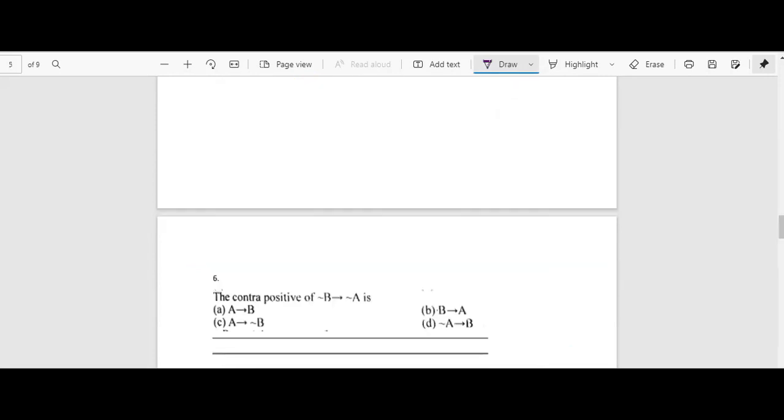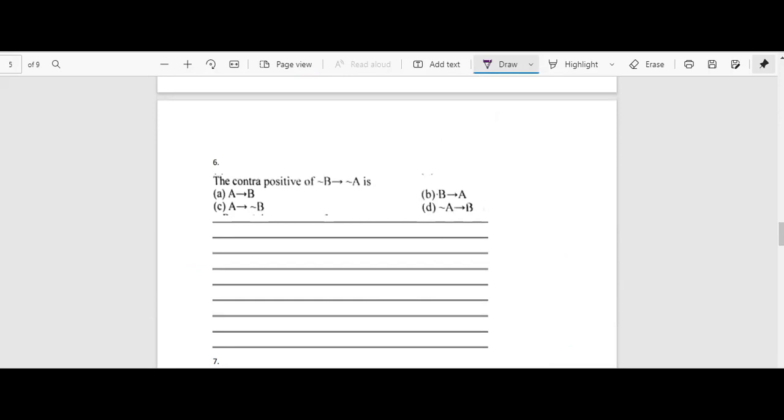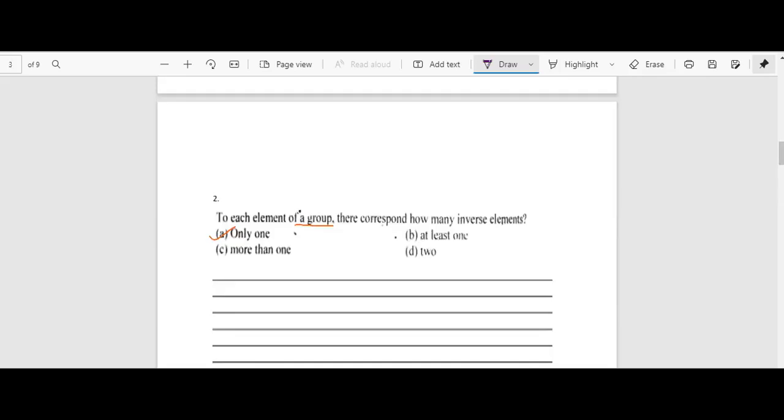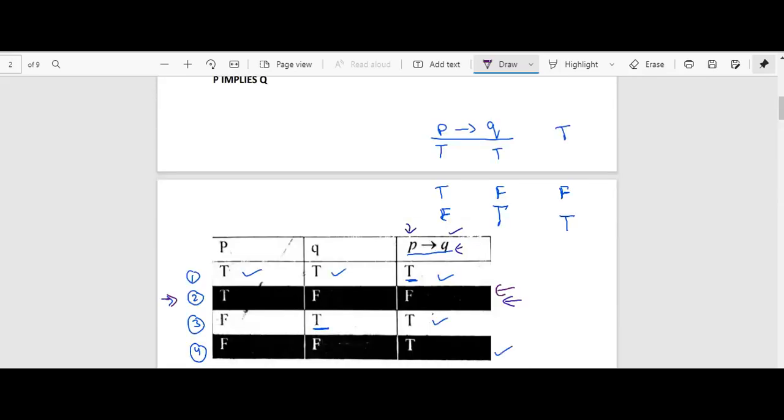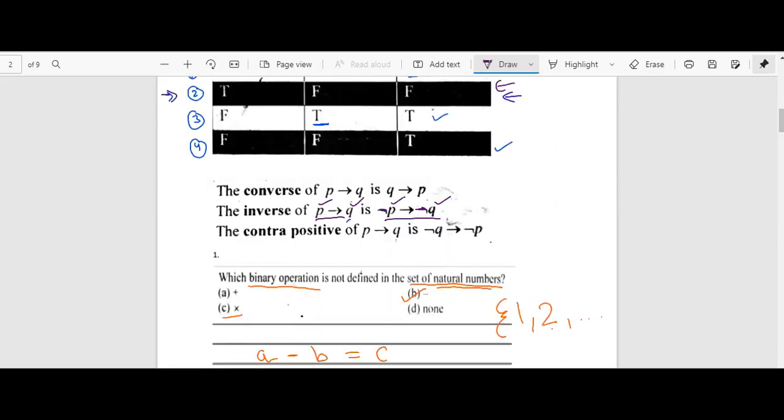Okay, now let's talk about the sixth question. All right, again, the contrapositive of minus B implies minus A is. All right, contrapositive, right? We need to look at the contrapositive. Here it is. So the contrapositive of minus B implies minus A is A implies B, right? Obviously here we have Q and P. In the question we had minus B implies minus A. This would be A implies B.